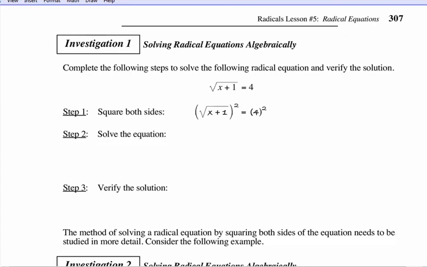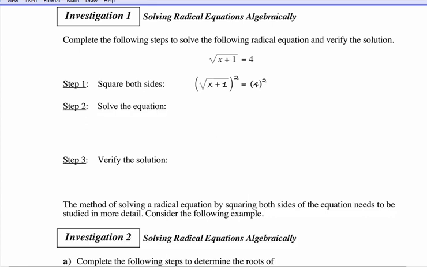Part 2 of Lesson 5, Solving Radicals Algebraically. So if we're going to solve radicals algebraically, we need to get rid of the square root. And so how do we do that? Well, the first step is to get the square root by itself.